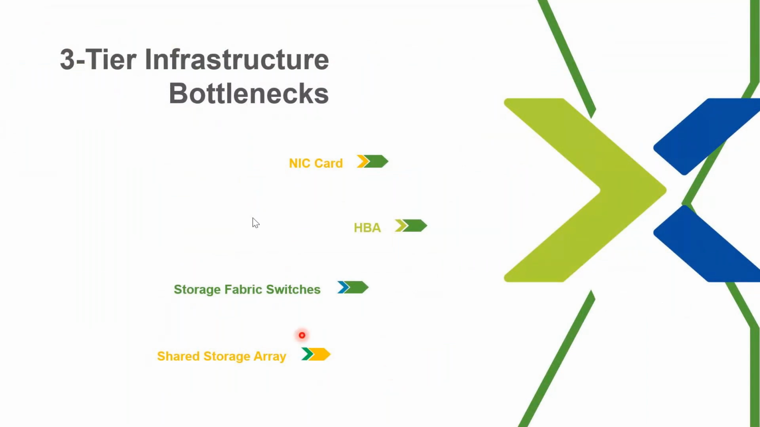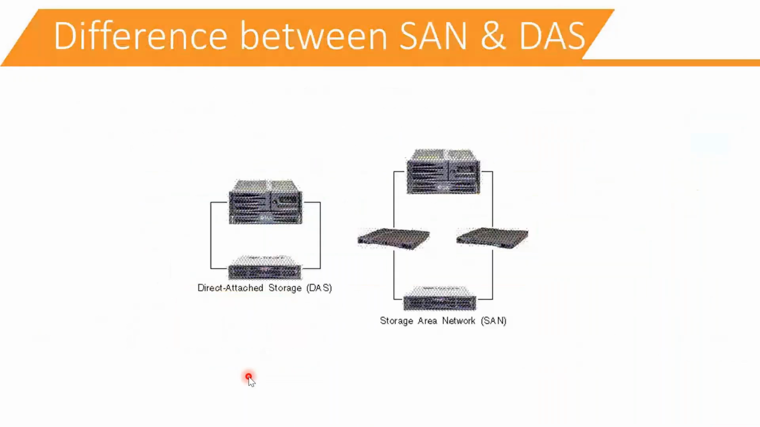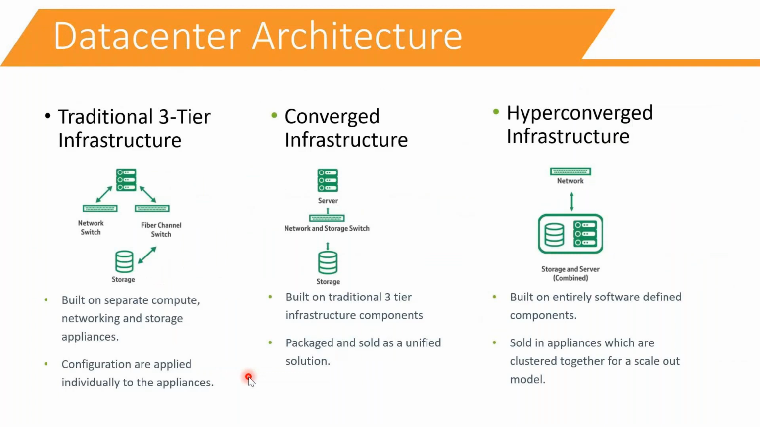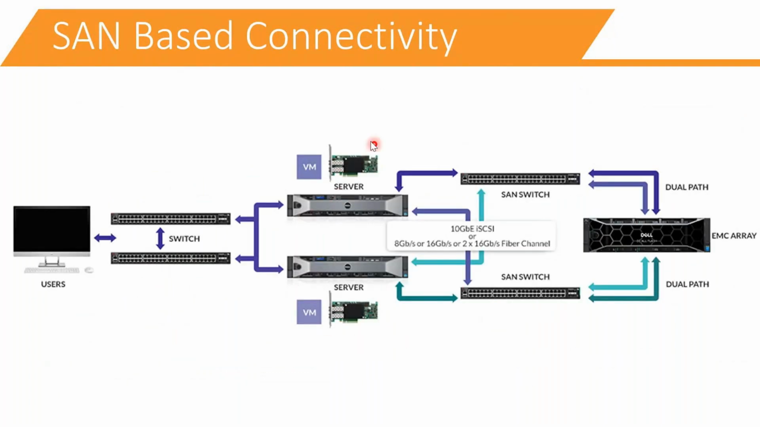Okay. So this is the part, I mean, this one we already discussed, the bottlenecks. We are going for NIC card, HBA card, storage fabric switches, shared storage array. All this we are actually investing in here. So here a server, then it has the NIC card or an HBA card, then SAN switch, storage array, right? So all that investment is required.